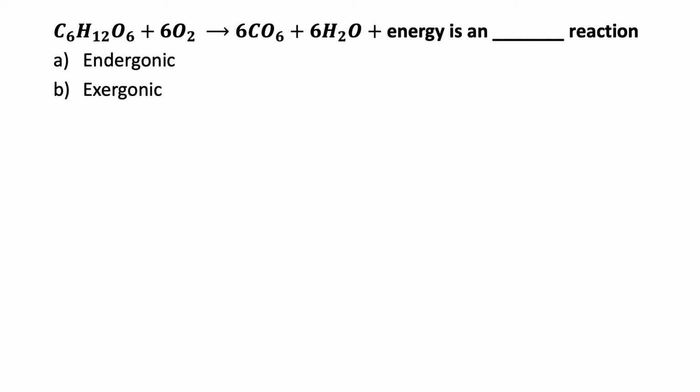Alright, now let's take a look at this quick practice problem. This is the chemical reaction I showed you 2 slides ago: C6H12O6, also known as glucose, plus 6O2 reacts to form 6 carbon dioxide and then some energy. Now I'll give you a few seconds to work on this problem. You can pause the video, get through it by yourself, and then I will go over the answer.